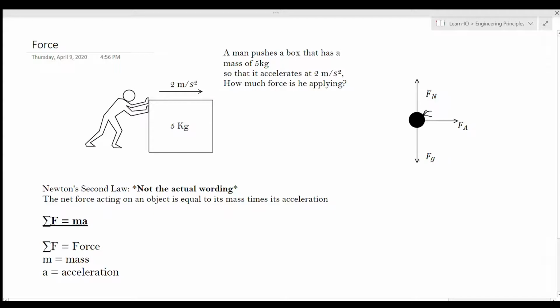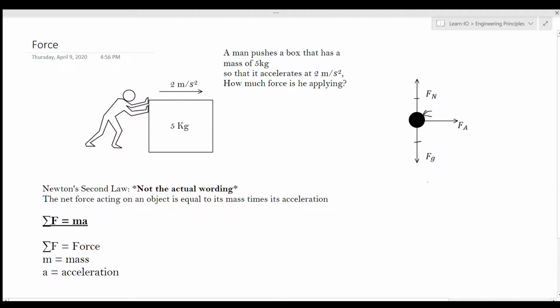We know that in this situation there's no vertical acceleration since it's just moving 2 meters per second squared to the right. So those two forces must cancel out. We can draw a little line through these two arrows, and that's not to cross them out, that's just signifying that those two vectors have the same magnitude. They're of the same size. Then we can go on to the last force that we know is acting on this box: FA, the force applied by the person.